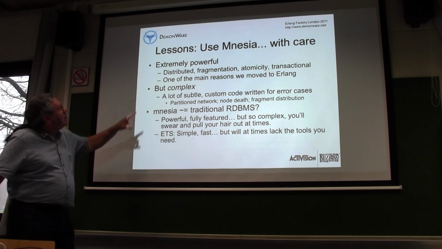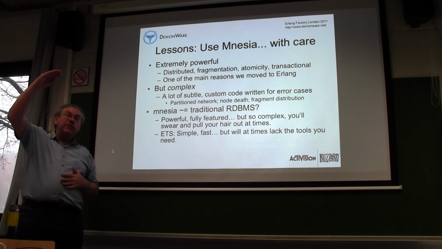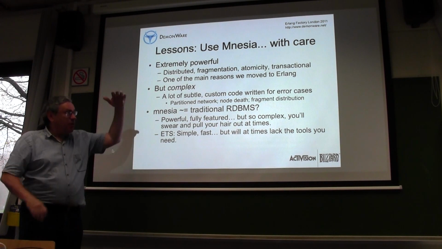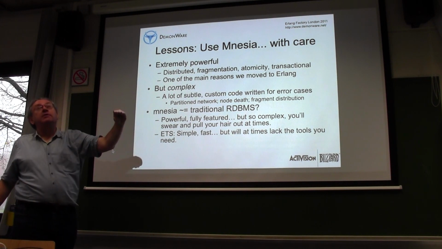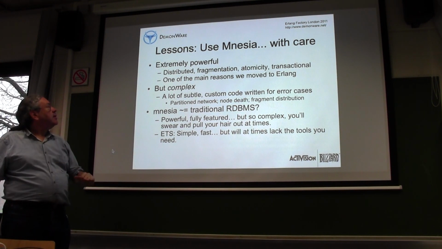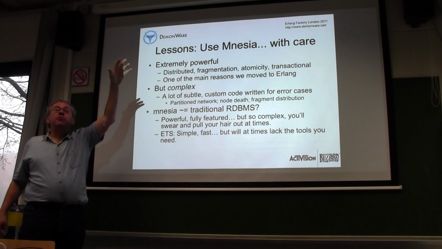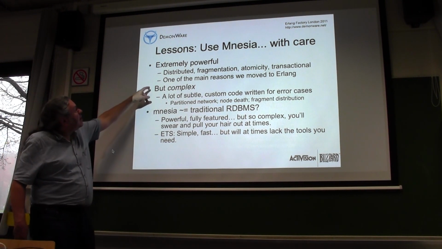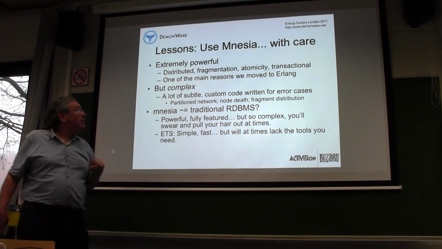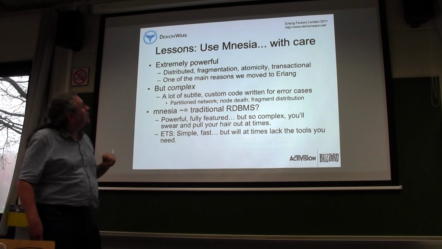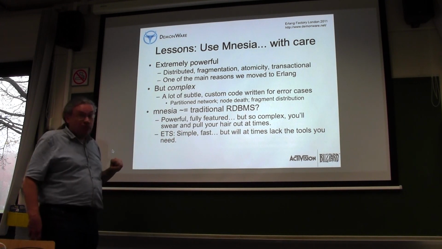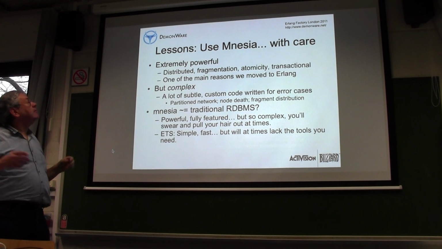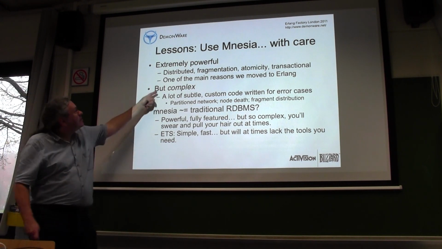Second lesson is Mnesia. I said there are layers of database in Erlang, starting with ETS and then disk ETS and then Mnesia. The top one, ETS, is fast but very primitive. The other one is slow but very sophisticated. Mnesia is a very powerful database. It's distributed, it handles fragmentation, atomicity, it's transactional. It's a real strong database and it stores Erlang's data. And this is one of the main reasons they moved to Erlang.